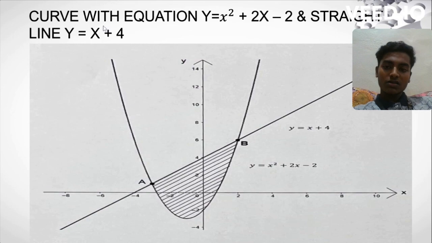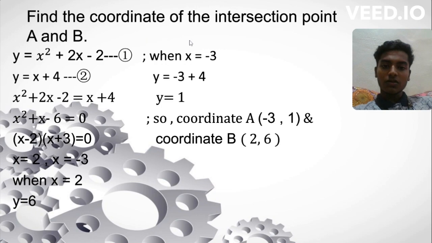22F1122. So today I will be discussing the question right in front of me, which has a curve with the equation y equals x squared plus 2x minus 2, and a straight line y equals x plus 4. If we see here, we have a curved line and a straight line which intersects that curved line at point A and point B. So we have to find the coordinates of the intersection points A and B.